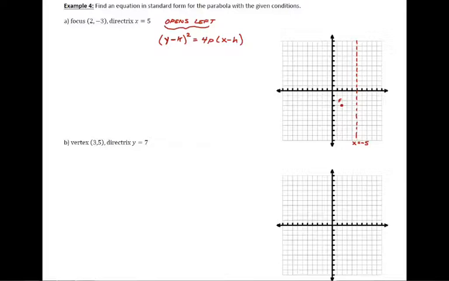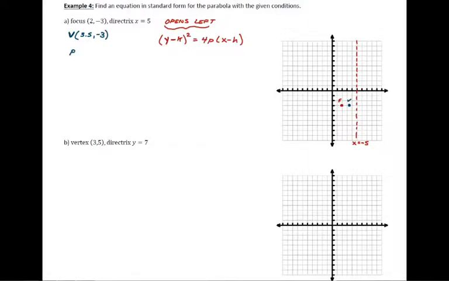I just need to know specifically where the x and y coordinate of the vertex are. So because the vertex should be exactly in between the focus and the directrix, that would put me at the x coordinate of 3.5, because if I'm at 2 and I need to go to 5, that's a difference of 3, so half that difference should be 1.5. So my vertex is going to be at (3.5, -3).